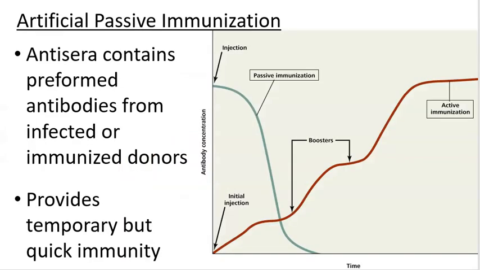The last thing we can look at is artificial passive immunization. And here you're given an anti-serum that is going to neutralize and agglutinate things, and that'll decrease your disease symptoms quickly, but you don't retain memory of it. It's temporary but quick kinds of immunity out there.